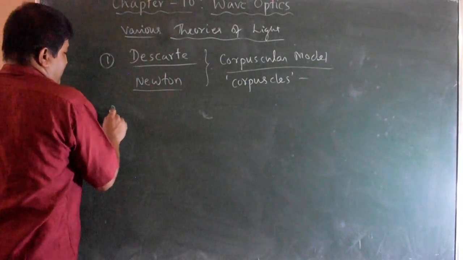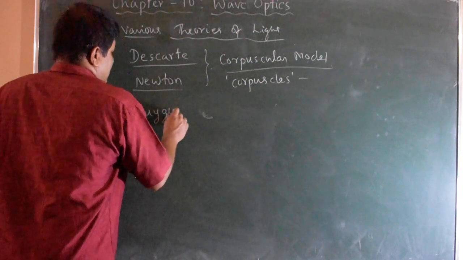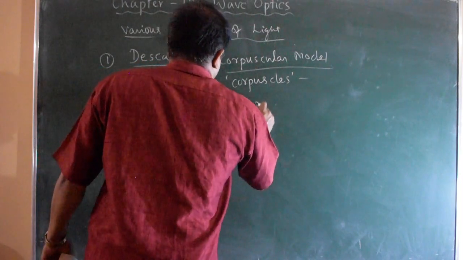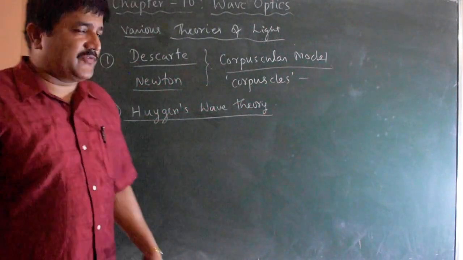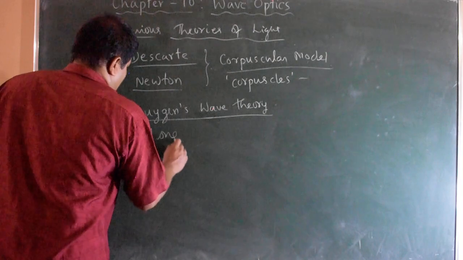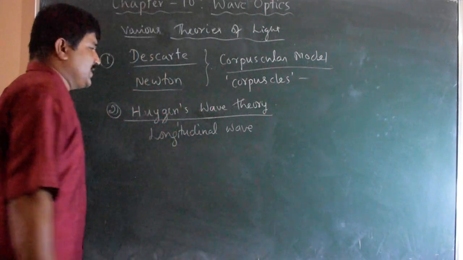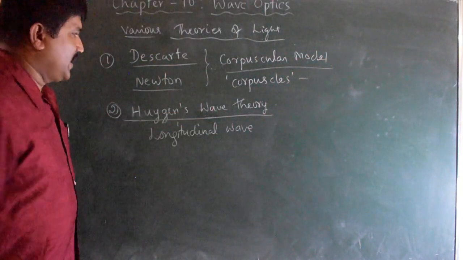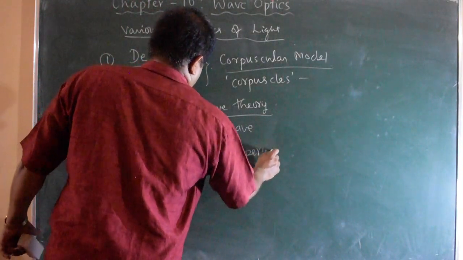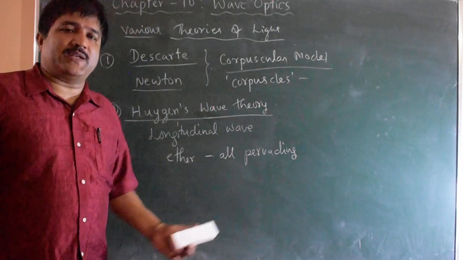The second theory is given by Christian Huygens, famously called the Huygens wave theory of light. According to this theory, light is a longitudinal wave. And there is a medium called ether, all pervading in the universe. Ether is a hypothetical medium.